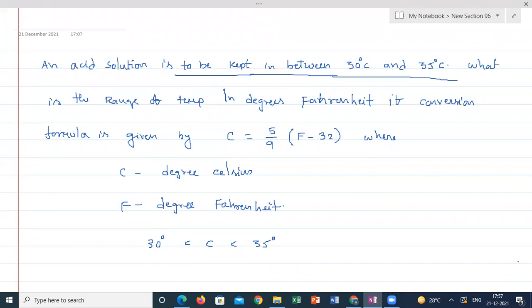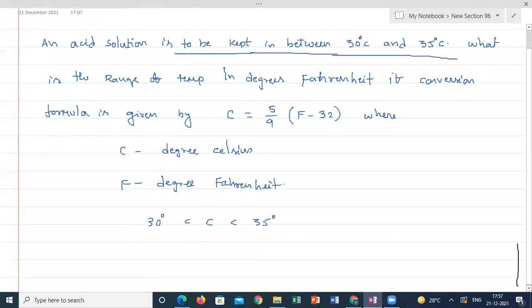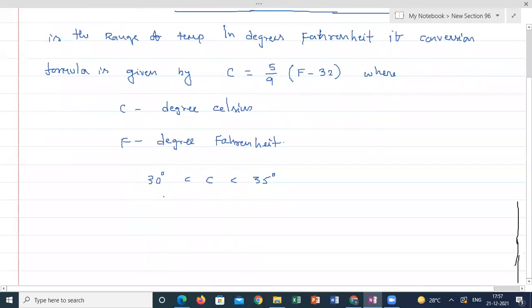Now what is the range if I'm converting into Fahrenheit? So 30 less than, using the conversion they gave, 5 by 9, F minus 32, less than 35. If you are able to solve this inequality, then your job is over.